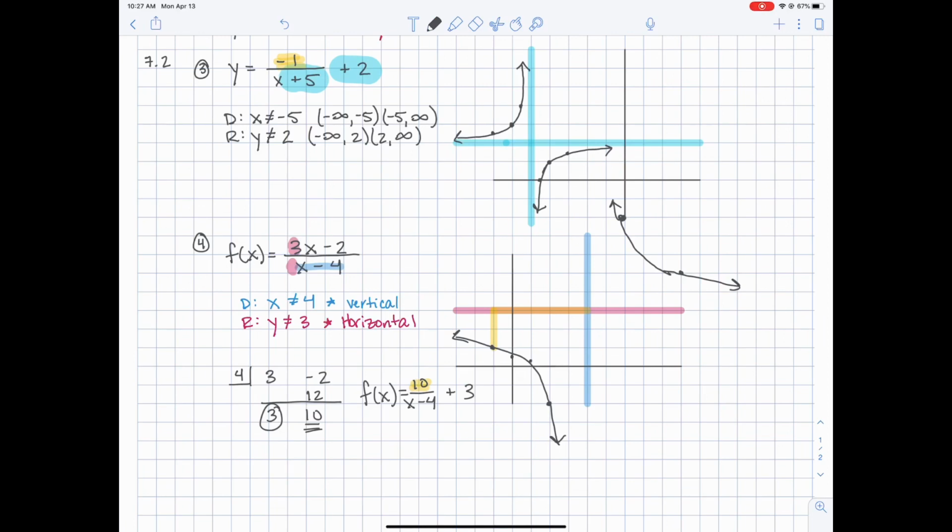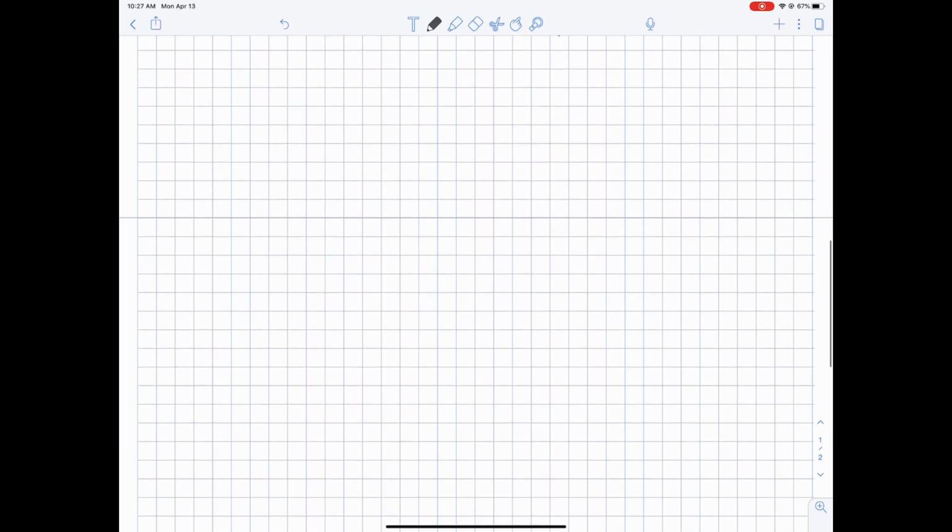Okay, let's move on to 7.3. So question number 5, I'm going to ask you to do x squared minus 13x plus 40 over x squared minus 2x minus 15 divided by x squared minus 5x minus 24.